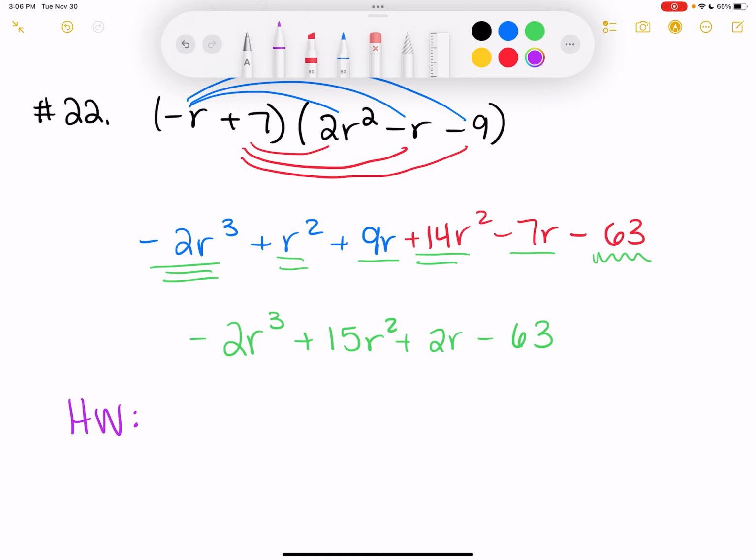Let's see. 3, 7, 11, 13, 19, 21, and 23. Those are the problems that I would give you so far. I'll add on to it.